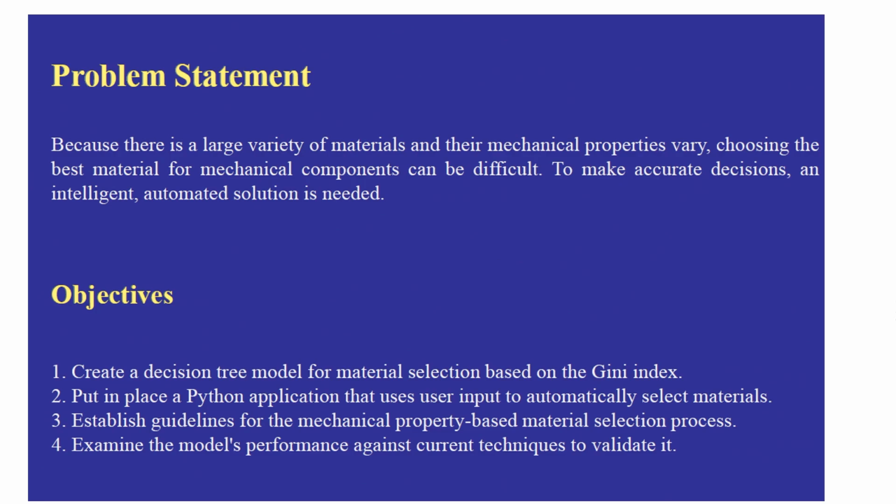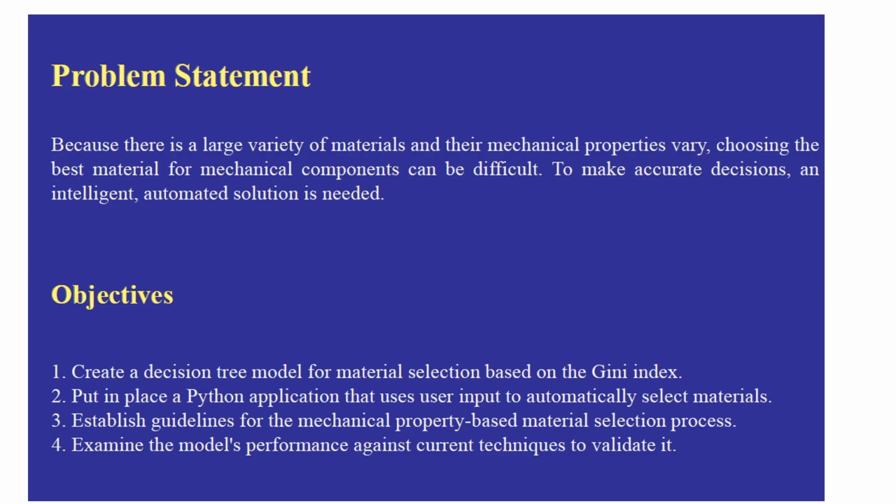As you know, why do we need DT or decision tree? In the world there is always a large variety of materials, and their physical, mechanical, chemical or functional properties vary. So, how do you choose the best material for a certain set of properties? Let us say mechanical properties. It is always a difficult decision for the engineer, right? And you need to make an accurate decision, and accurate decisions require a lot of effort.